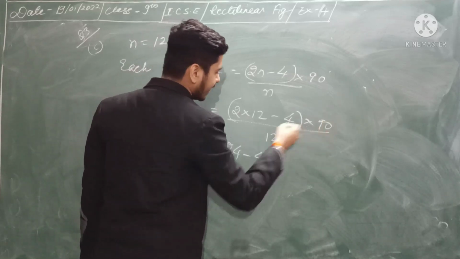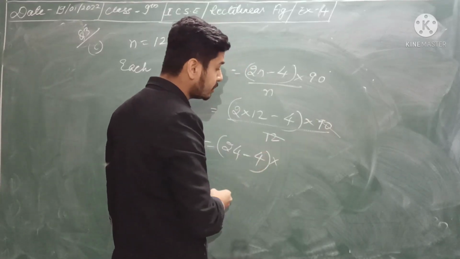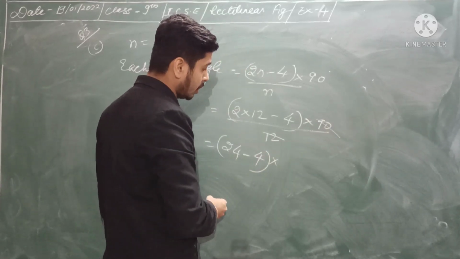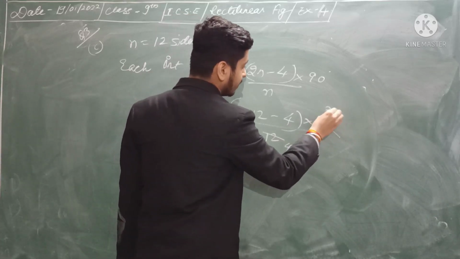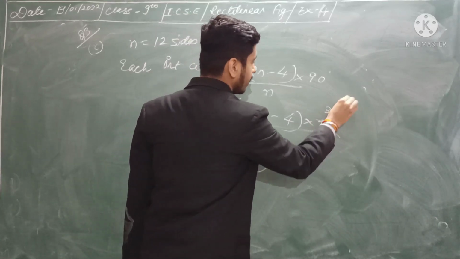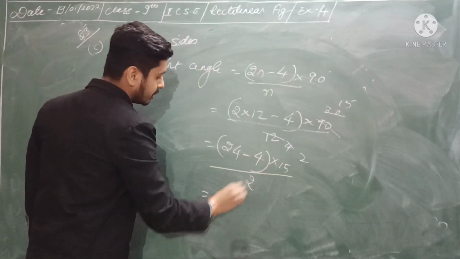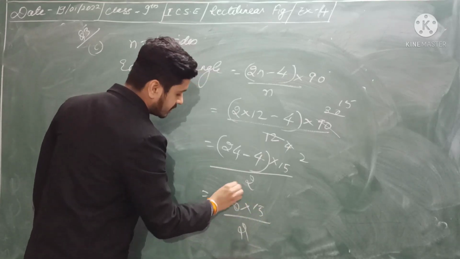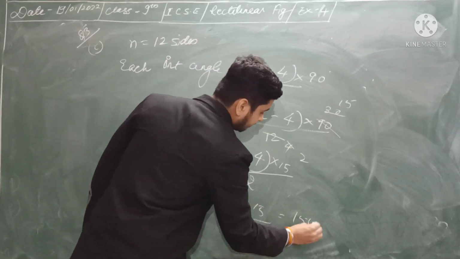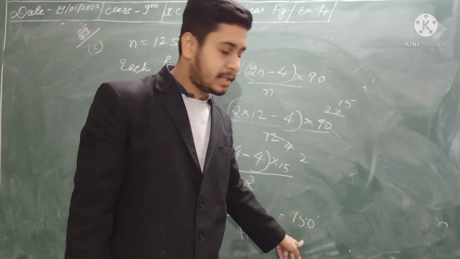Okay, you can cancel this with the table of 3, so 4, and this will be 30. Again this can be cancelled, 15 by 2, so 15 whole divided by 2. Here you will get 20 into 15 whole divided by 2, and on again cancellation, finally you will get each interior angle as 150 degrees.